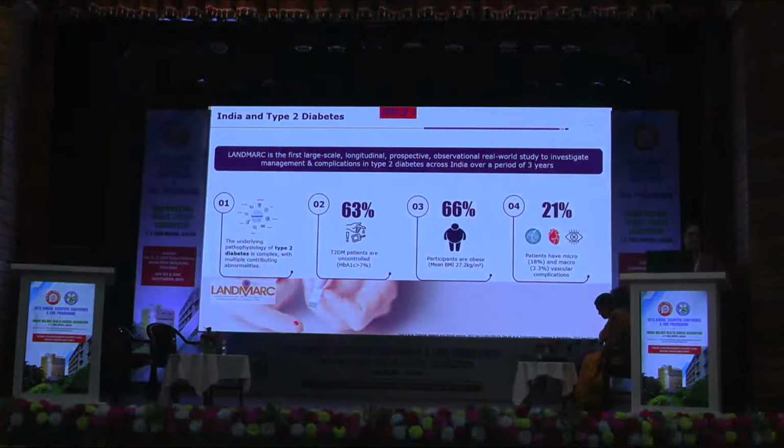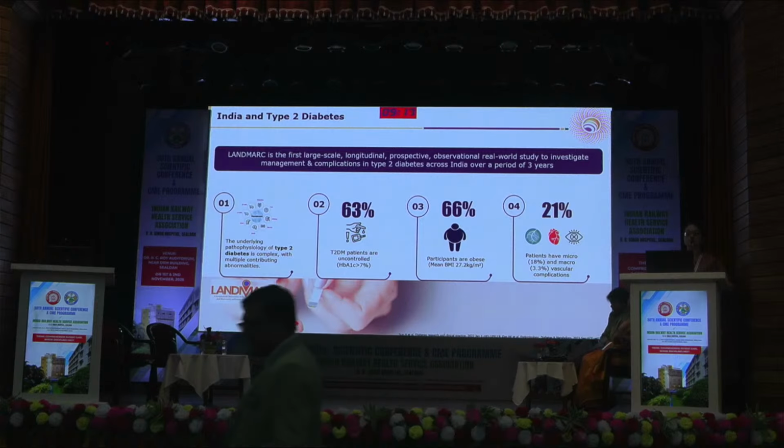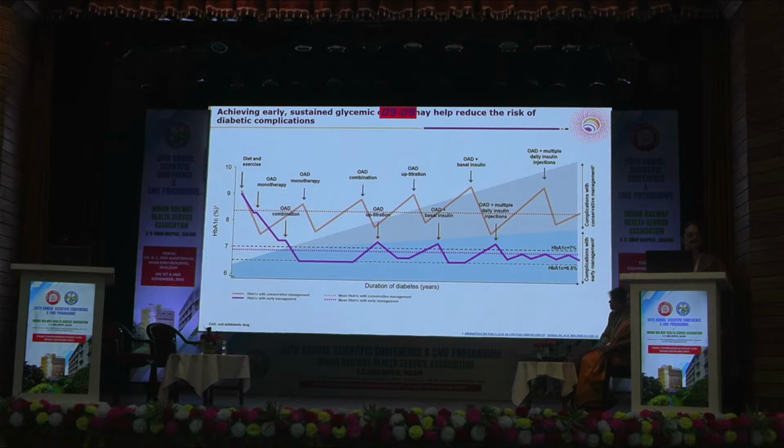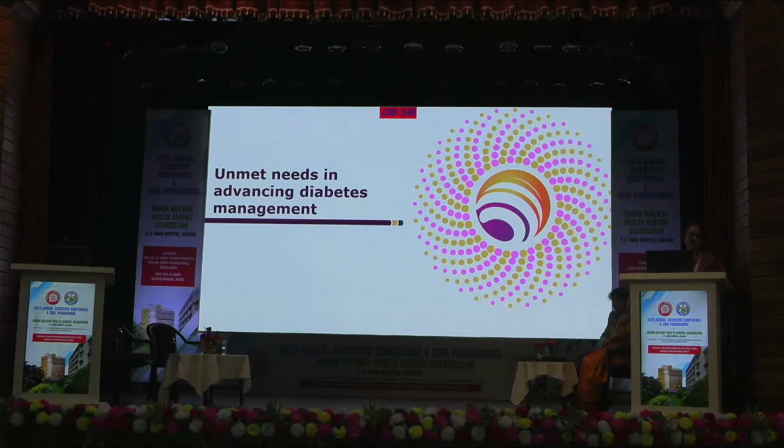So with this, I would start with the fact that around 63% of the Indian population suffering from diabetes is not controlled, and 66% of them are obese, and around 21% come to us with micro or macrovascular complications at the time of diagnosis. That is a big problem for us. So why do we wait for sequential or stepwise therapy? We should achieve early and sustainable glycemic control by adding drugs together. That is what we are now doing in clinical practice, combining medications for further treatment.